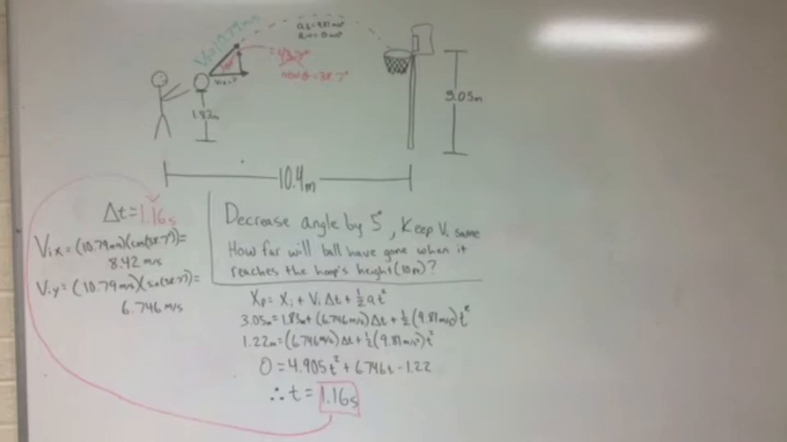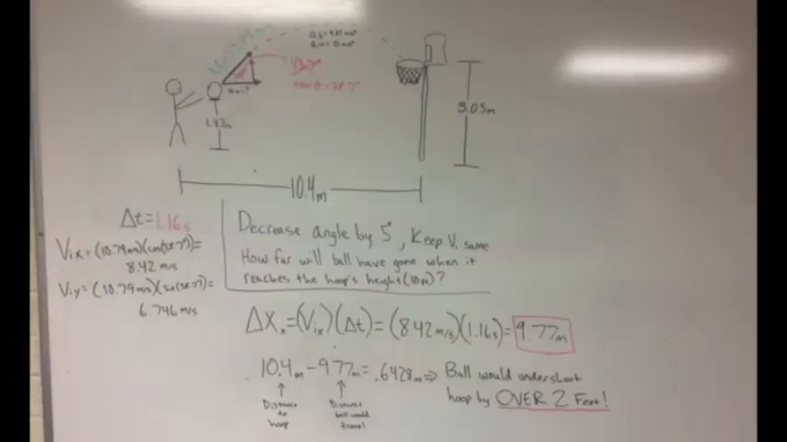We used the same kinematic equation as seen earlier and plugged in our new vertical velocity, positions, and acceleration to find a new time of 1.16 seconds. Knowing that horizontal change in position is equal to the velocity in that direction times the time it takes, we calculated the distance to be 9.77 meters. This means that the ball would undershoot the basket by over 2 feet.